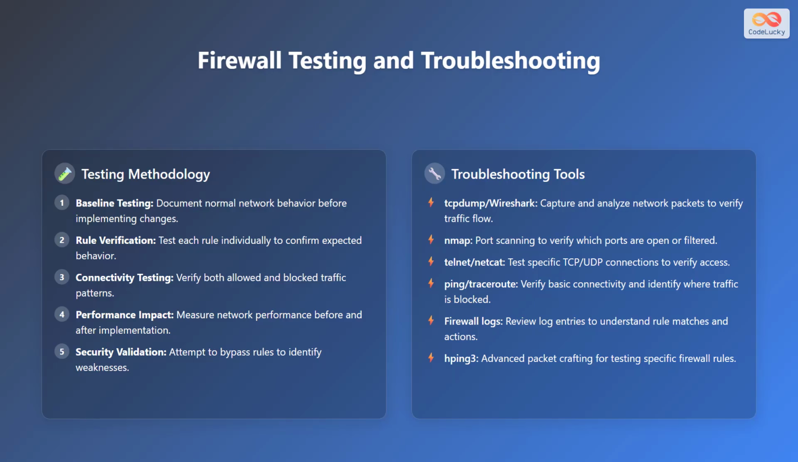Some useful troubleshooting tools include TCP dump and Wireshark, which are used to capture and analyze network packets to verify traffic flow. Network Mapper is used for port scanning to verify which ports are open or filtered. Telnet and Netcat are used to test specific Transmission Control Protocol and User Datagram Protocol connections to verify access. Ping and traceroute are used to verify basic connectivity and identify where traffic is blocked. Firewall logs are used to review log entries to understand rule matches and actions, and Hping3 is used for advanced packet crafting for testing specific firewall rules.